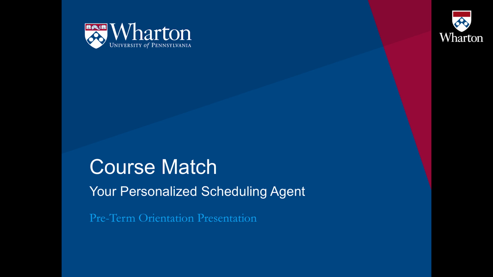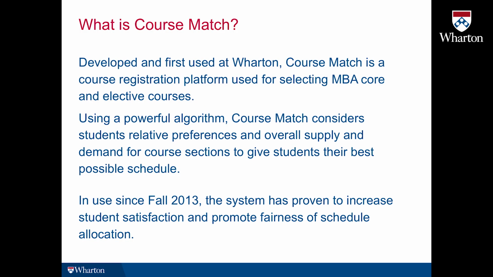As a follow-up to the introduction you just saw, the next series of slides is designed to give you a higher-level understanding of Course Match as a scheduling system used in the Wharton MBA program. So what is Course Match? First developed and used at Wharton, this is a course registration platform that the MBA students use for selecting core and elective courses. Using a powerful algorithm, Course Match considers students' relative preferences and overall supply and demand for course sections to give students their best possible schedule.